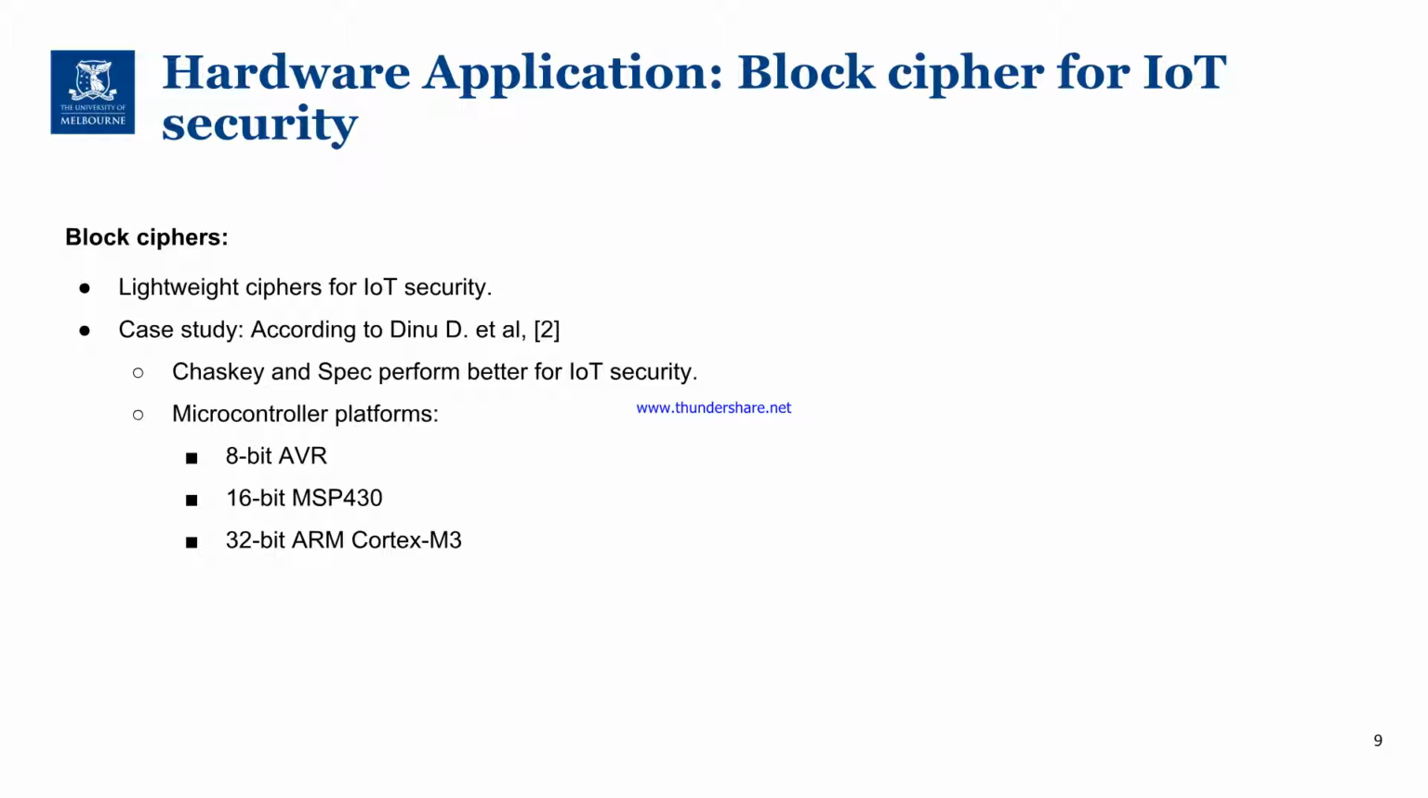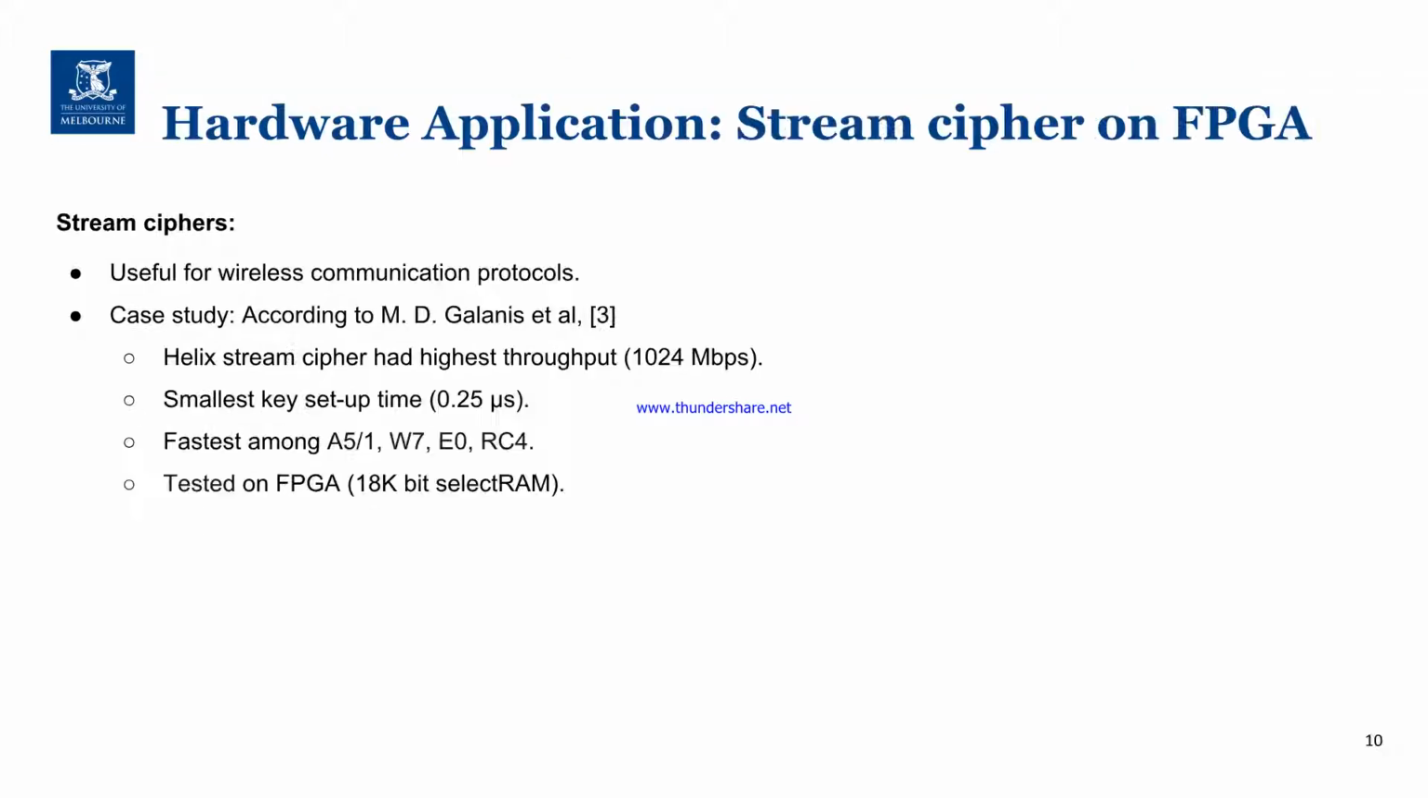When we come to the hardware application for the block cipher, here we are discussing an experiment by Dinu and others, where they actually compared 19 different lightweight block ciphers using 3 metrics of interest, such as execution time, memory, binary code, etc. They used this on 3 different microcontroller platforms. And according to their results, the lightweight algorithms Chaskey and SPECK perform better for the specific IoT security.